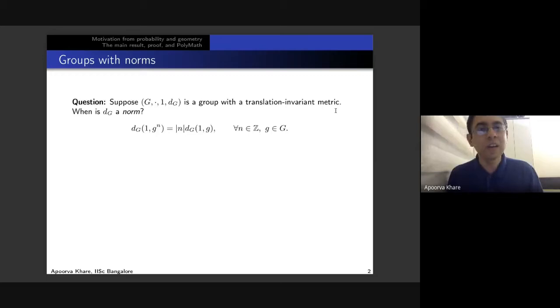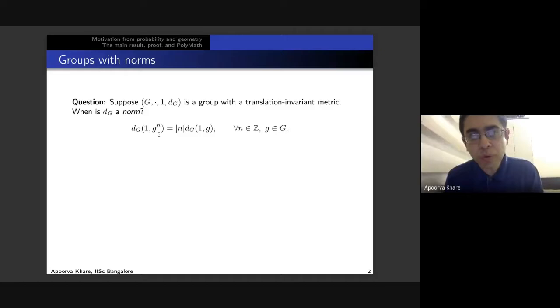Now, what do we mean by a norm? Of course, we all know what a norm is in R^n, in Euclidean space, or in a Banach space. It's just a translation invariant metric, and it scales linearly. If you take the norm of alpha times a vector v, then that is the absolute value of alpha times the norm of v. That's the usual norm.